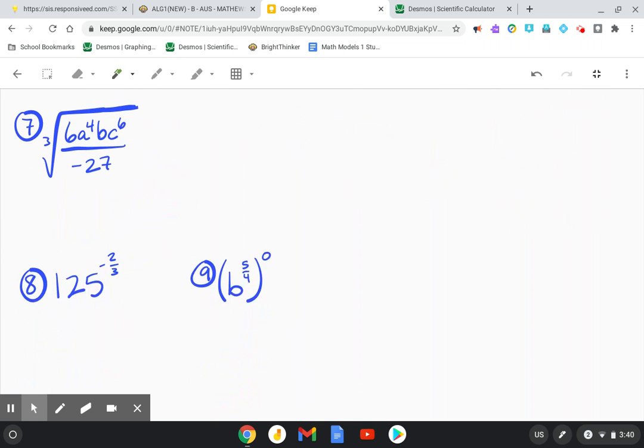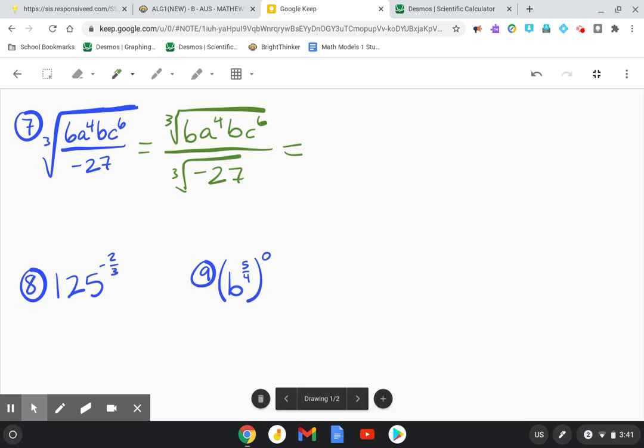Okay. Number 7. A little bit more complicated. We're going to break this up into parts. We are going to split this thing up into the cube root of 6a to the 4th, bc to the 6th, all over the cube root of negative 27. We know that we need to continue to break this up completely until it's completely broken up.